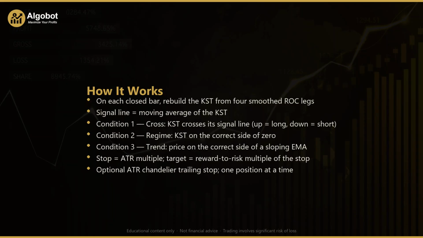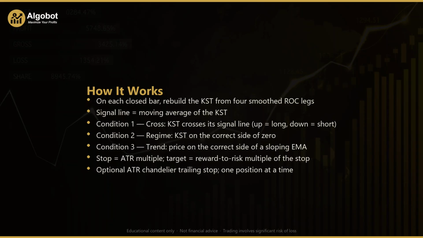Everything begins when a new bar closes, because this expert advisor only acts on completed candles. First, it rebuilds the No Sure Thing oscillator. For each of the four rate of change legs, it measures the percentage change in price over that leg's look-back window, smooths it with a simple moving average, and then combines the four smooth values using Pring's 1, 2, 3, 4 weighting. That single number is the KST. The strategy then takes a moving average of the KST itself, and that becomes the signal line.